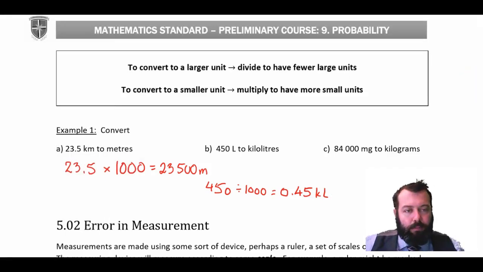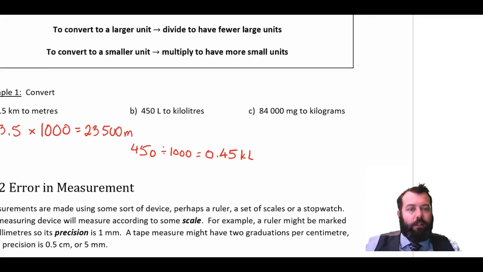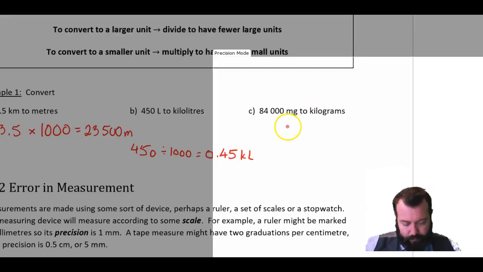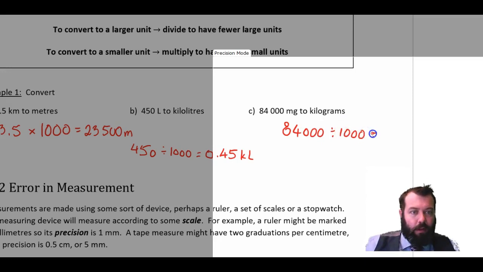Righto, and finally, 84,000 milligrams to kilograms. Now, I'm going to a much bigger unit. So first of all, we're going to convert it to grams, and I'll need to divide because we're going to a bigger unit. Divide to get a smaller number. 84,000 divided by 1,000 is going to give me 84 grams. Now I've got to go from grams to kilograms, so we'll do that again. 84 divided by 1,000 equals, now I'm going to move the decimal place 3 spots, 1, 2, I'm going to have to put a 0 in front of that 8. So I get 0.084 kilograms.